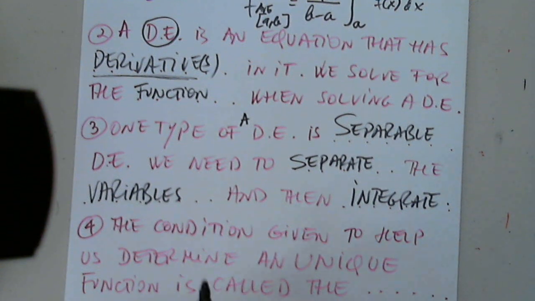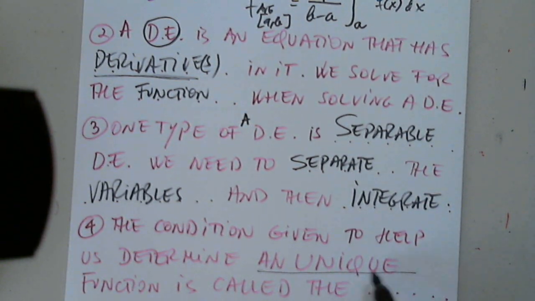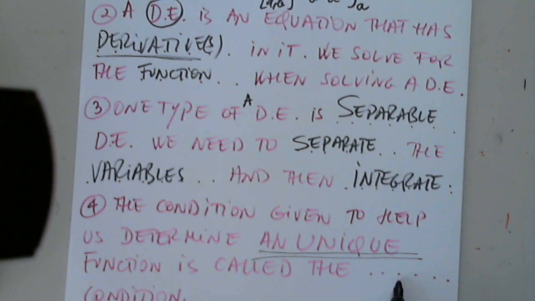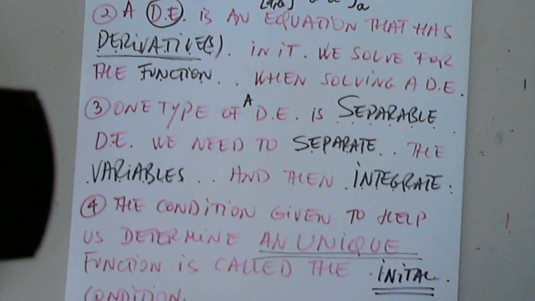Awesome. Finally, number 4, the condition given to help us determine a unique, just one, solution. So a unique function is called the initial condition. Very good. It's specific. For example, we may be given f of 0 equals 2. This is the initial condition. Or it may be given like this: x equals 0 when y is 2. Awesome. Initial condition. Well done.